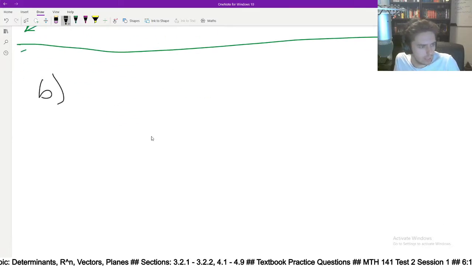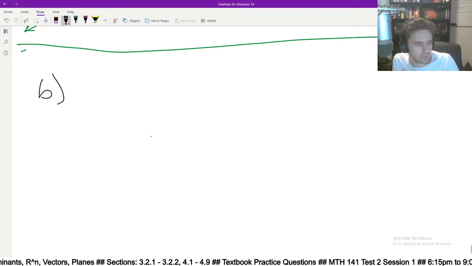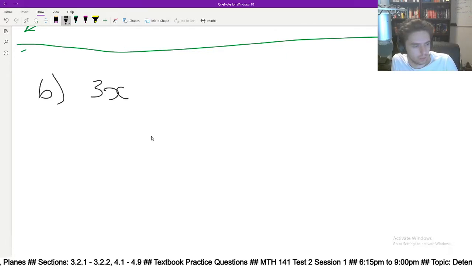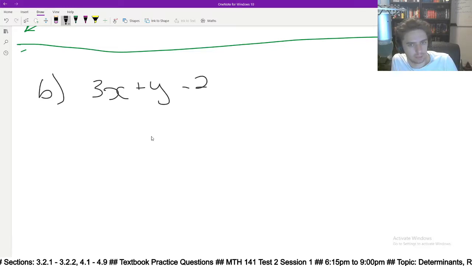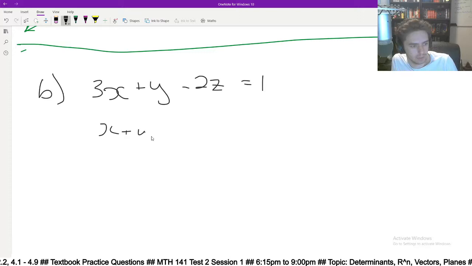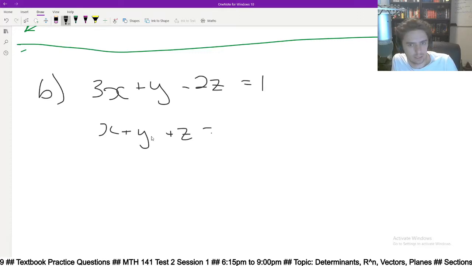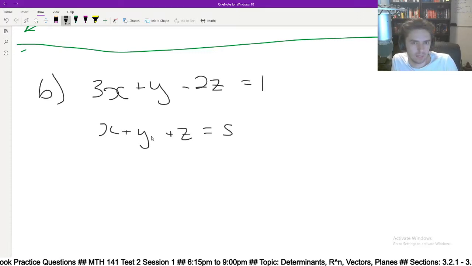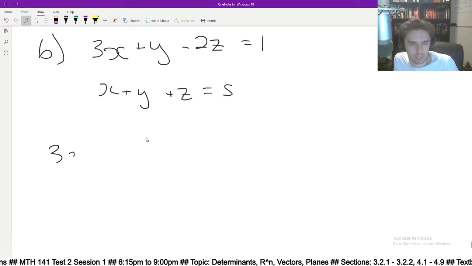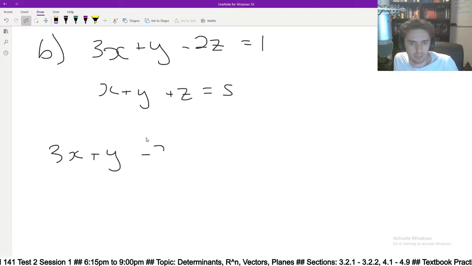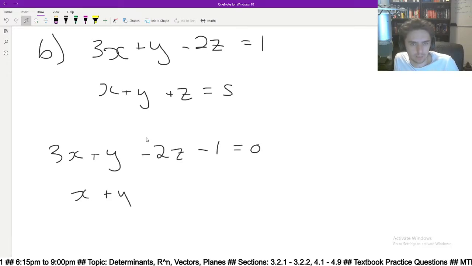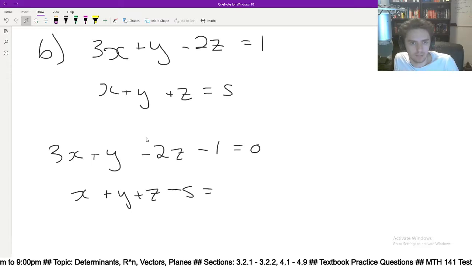4.2.19b is asking, find the equations of the line of intersection of the following planes. The first plane is 3x plus y minus 2z equals 1, and the other one is x plus y plus z equals 5. I don't know if this is right, but this is what I was doing in my head, and let's see if it works. So I'm going to take that first equation and make it 3x plus y minus 2z minus 1 equals 0. Same thing for the second one, x plus y plus z minus 5 equals 0.